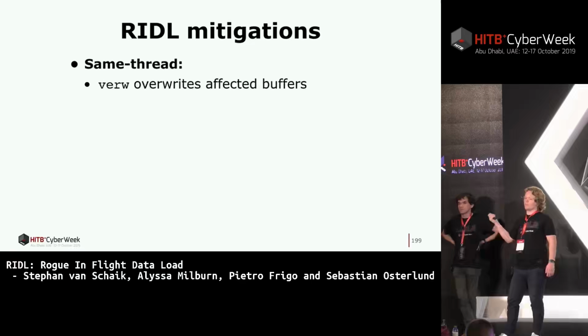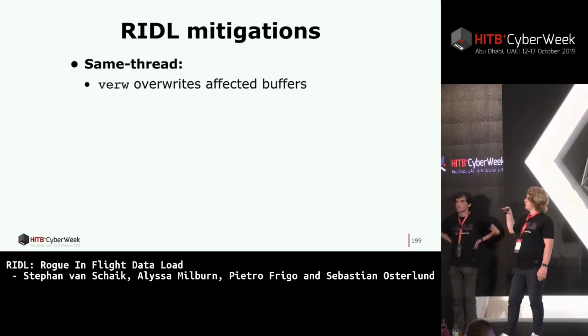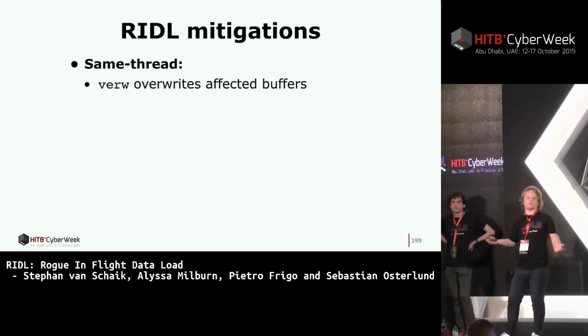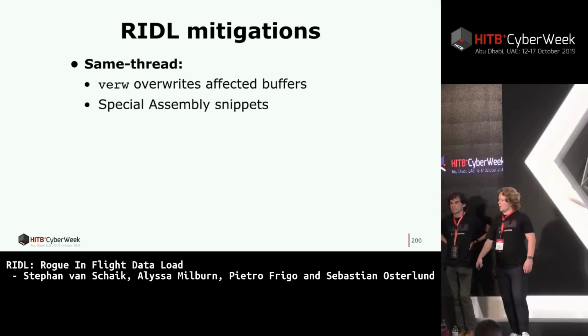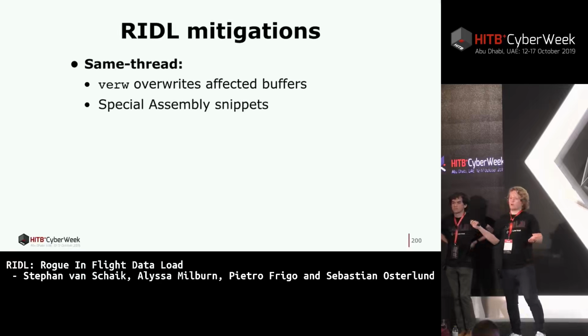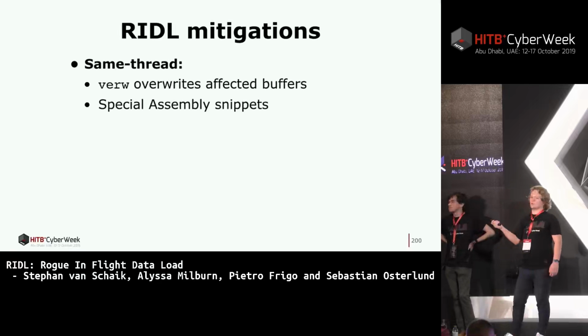The mitigation provided by Intel is that they patch the ver.w instruction such that it flushes some of these affected buffers. For example, it flushes the line fill buffers. On every context switch to the kernel, you do a ver.w so that it flushes the buffer, so that the user cannot leak this content anymore using the RIDL attack. Of course, you need the microcode update for this, and it's not always available.